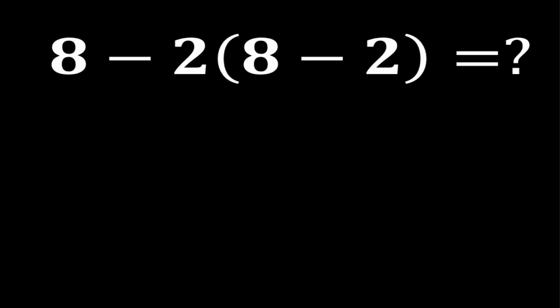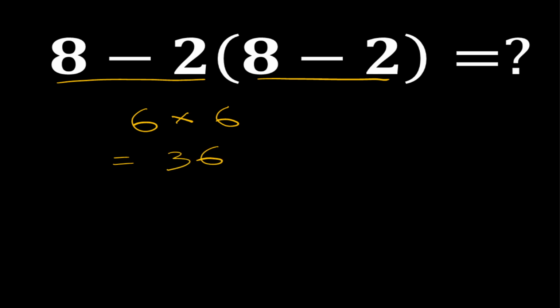So most people solve this question like 8 minus 2 is equal to 6, right? Then again 8 minus 2 is equal to 6. Now 6 times 6 is equal to 36. But here this answer is not correct. This answer is completely wrong. Okay. So now let's solve this problem correctly by using a PEMDAS rule.